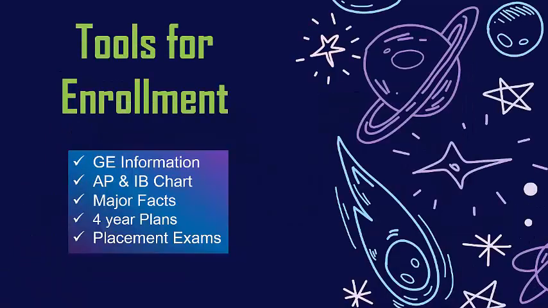So now that we've gone over some of the terminology that we will be using, let's take some time to go over some tools that you may find useful when considering what courses to take. These are the same tools that we as advisors consider and review when developing your fall quarter recommendations, which will be available to you to view on August 16th. We'll be going over information regarding your general education using the AP and IB chart, major facts, four-year plans, and placement exams that you may or may not need to take. So let's continue.